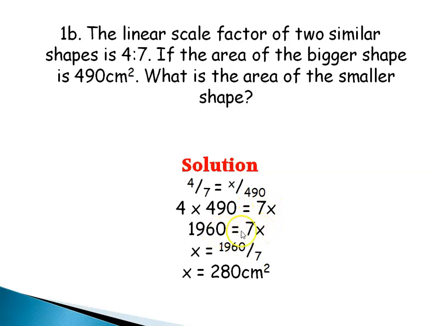And then we divide both sides by 7. 7x divided by 7 is x. 1960 divided by 7 is 280 centimeters square. So x is 280 centimeters square. The area of the smaller shape is 280 centimeters square. Is that taken?